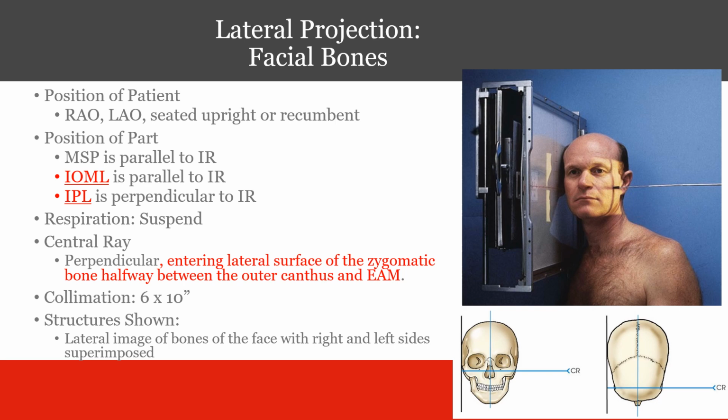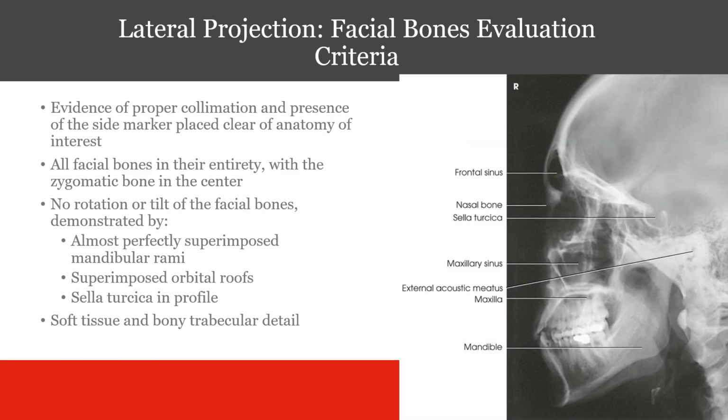We're going to get lateral projections of the bones of the face with right and left sides superimposed. So for this image, we're looking at all the facial bones in their entirety with the zygomatic bone in the center. There should be no rotation or tilt of the facial bones, demonstrated by almost perfectly superimposed mandibular rami, superimposed orbital roofs, and the sella turcica, as always, is in profile.